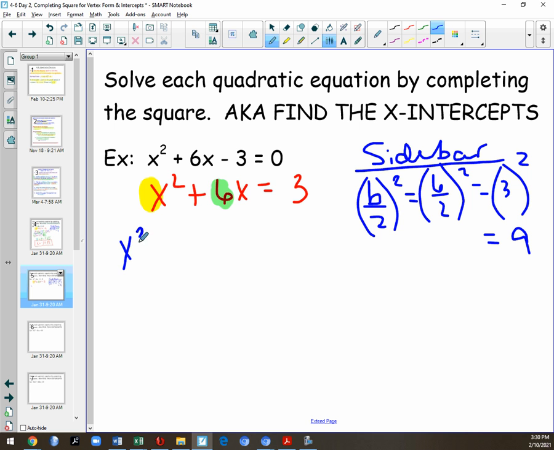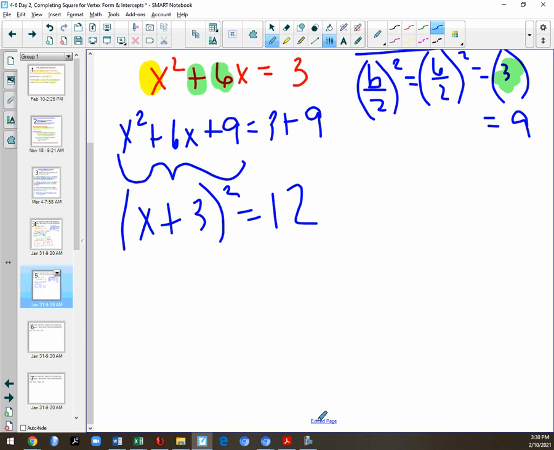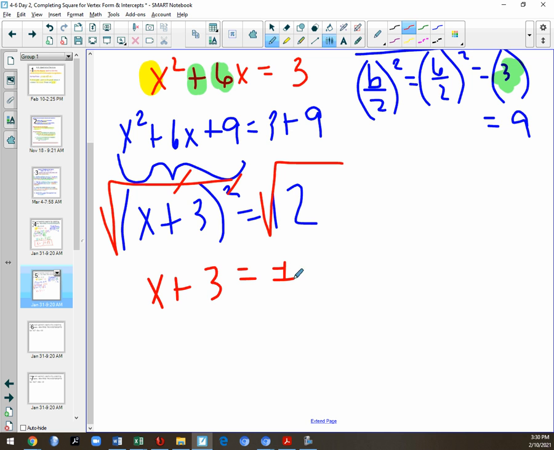So I'm going to have an x squared plus 6x plus a 9 is equal to a 3 plus a 9. On the left-hand side, these 3 terms, I keep the middle term, and then I use the sign right here of the 3, and I'm going to have x plus 3 squared is equal to a 12. So again, I could bring the 12 over and put it into vertex form, but I do not want to. I want to continue solving. I'm going to take the square root of both sides. Power and root cancel out to give me x plus 3 is equal to plus or minus the square root of 12.